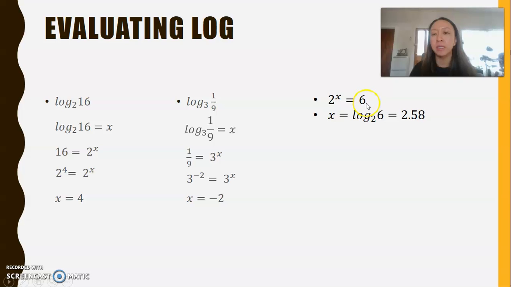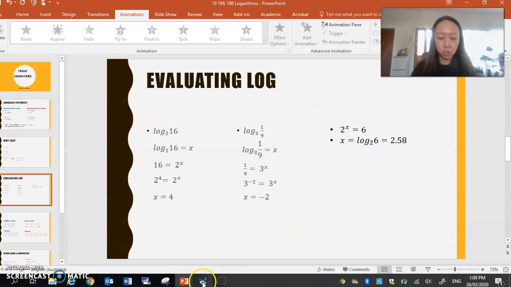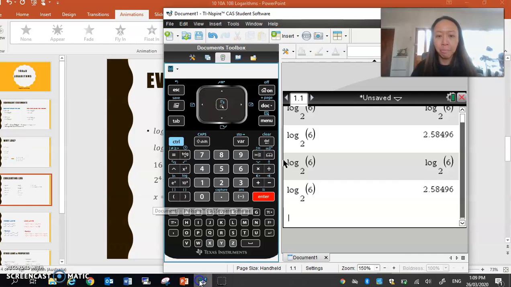We convert this into a log equation where the base number, which is base 2, becomes the base number for log. So in order to get the value of x, we can use the calculator. Let me just show you very quickly over here. As done before, log base 2 of 6 will give us a value of 2.58496.